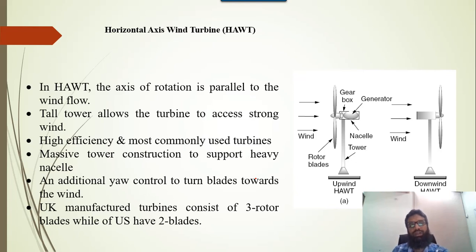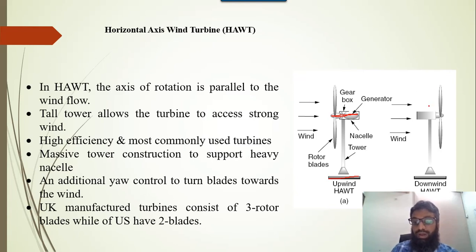There are two types of wind turbines. One is the horizontal axis wind turbine, which you have already seen, where this axis is parallel with this axis, so it is called the horizontal axis wind turbine. There are two types of horizontal axis wind turbine. One is upwind, and the second one is downwind. For the upwind, the wind direction is toward the blade, and from the blade it goes out.